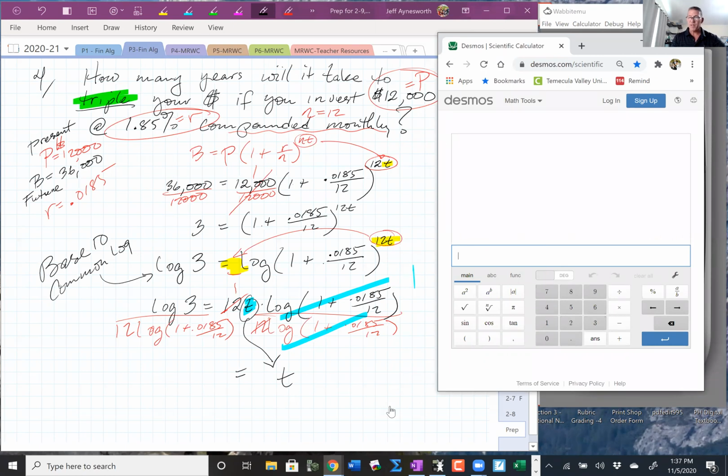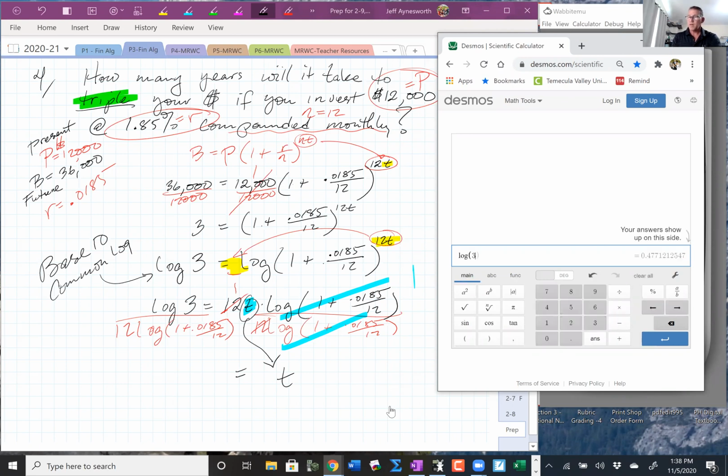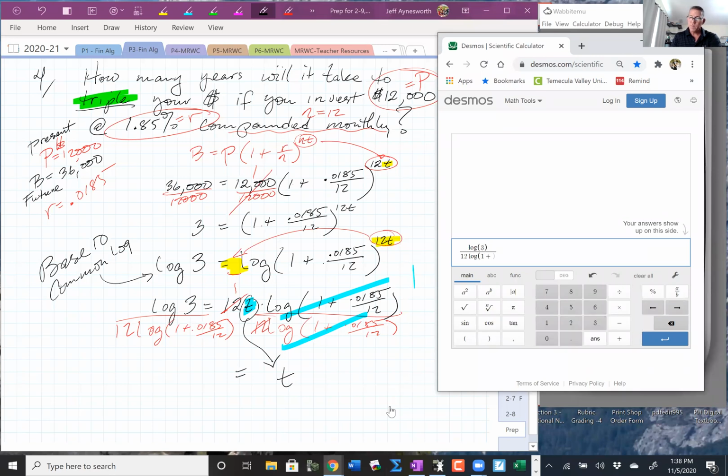Let's type it in. So here we go. This time, go to function, enter in log, this time log of 3. Okay, you got to close off the parentheses now before you hit the division button. So divided by 12 right here times the log. So hit function log and then that number in there, 1 plus 0.0185, excuse me, divided by 12. And you should get this.